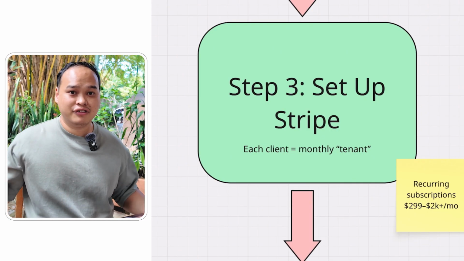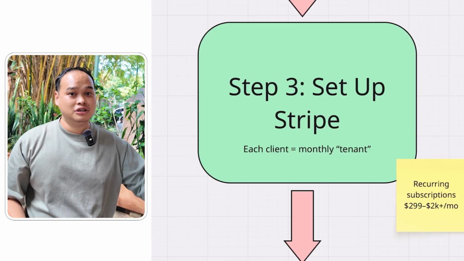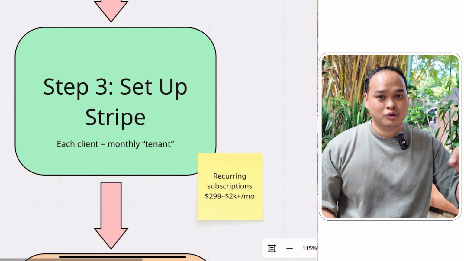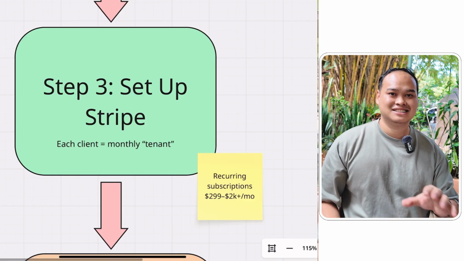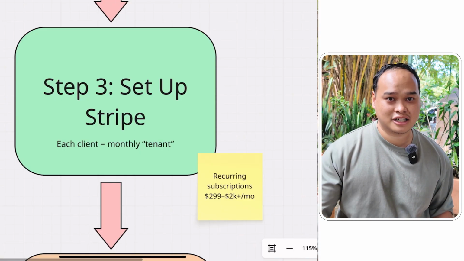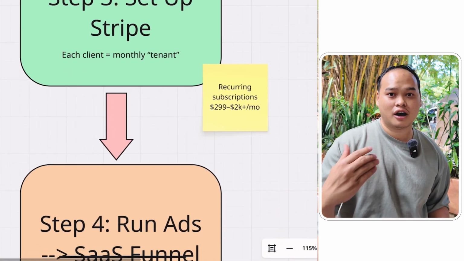And the best part, unlike freelancing or agencies, you don't have to restart every single month, because what you're doing with SaaS stacks upon each other with the compound effect happening. Each client stays. Each payment stacks upon the next one. That's how recurring revenue compounds.